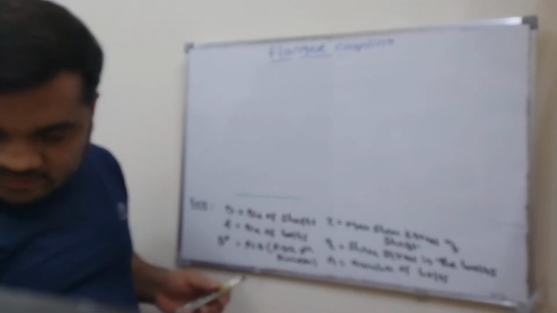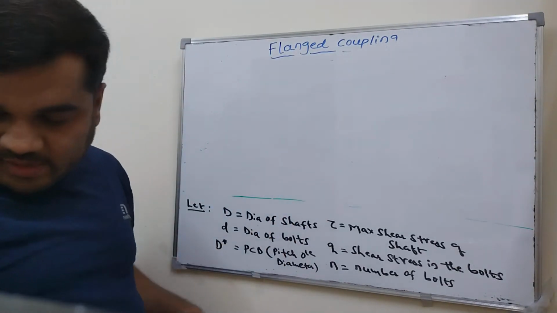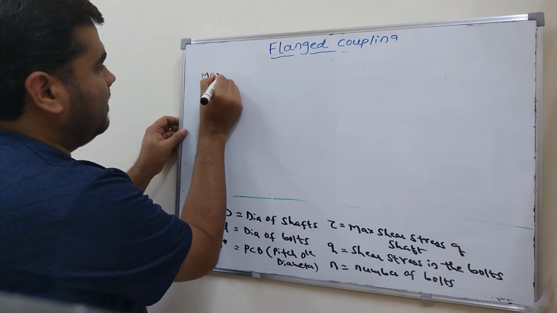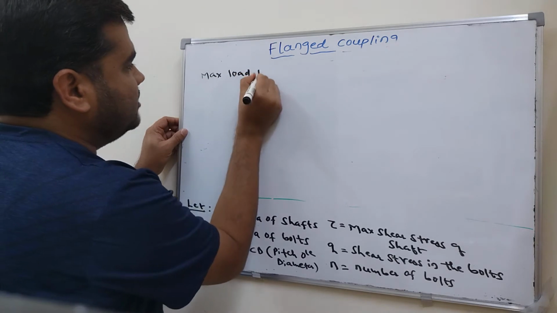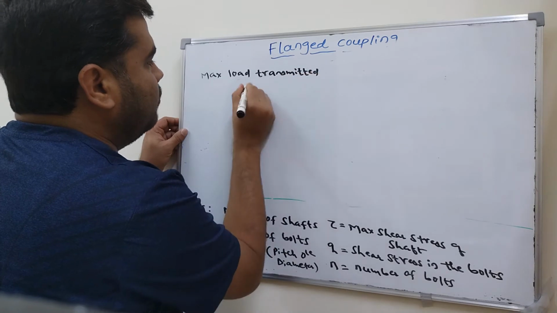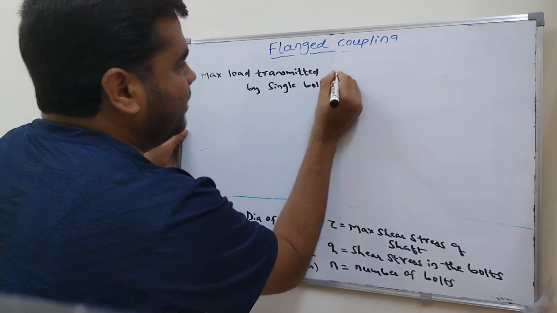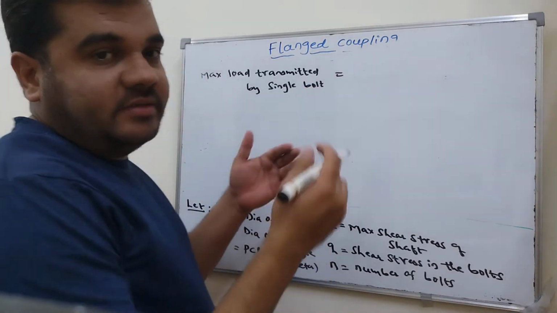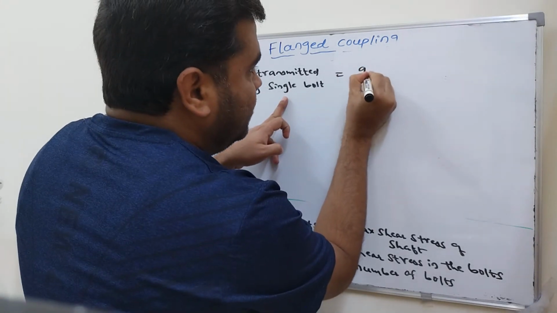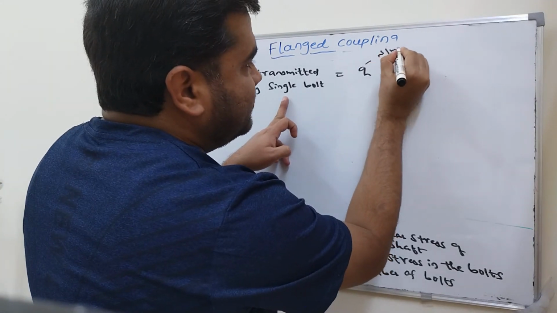We will consider a single bolt first. So the maximum load transmitted by one bolt, by a single bolt, equal to, I'll write in terms of shear stress. What is the shear stress of the bolt here? Q, right? Q is the shear stress in the bolt. This is Newton per mm square, right? Newton per mm square shear stress.